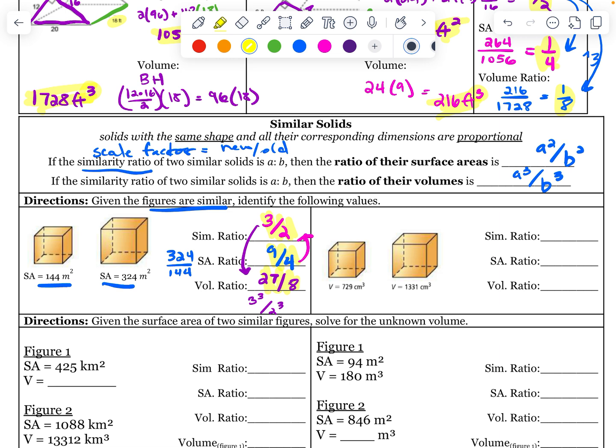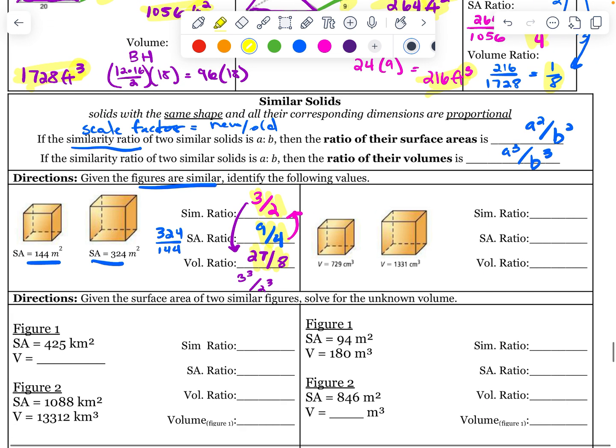Let's see, on this one, they give us our volume ratio. So 1331 over 729. Oh, that's just what it is. Grand.